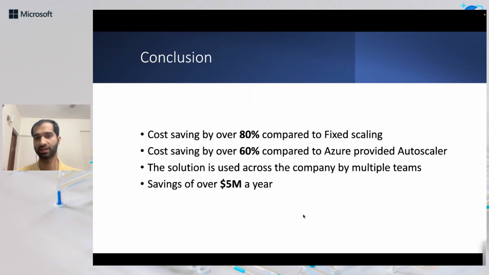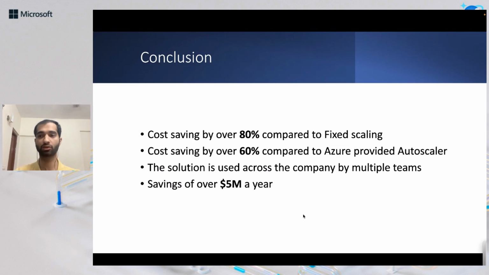Because of this, the solution is now being used by multiple teams. There are at least 7 to 8 different teams that are using this solution. Whoever is using Cosmos in the company, they are all using this solution. And overall, this is giving us a saving of more than $5 million a year.